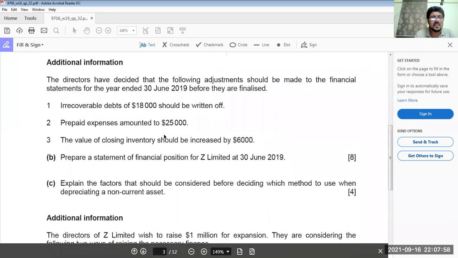Required B: The directors have decided the following adjustments should be made to the financial statements for the year ended 30th June 2019 before they are finalized. Irrecoverable debts of 18,000 should be written off. Prepaid expenses amounted to 25,000. Value of closing inventory should be increased by $6,000. Now, these three decisions which the directors have taken have great impact on retained earnings. Getting my point clear?